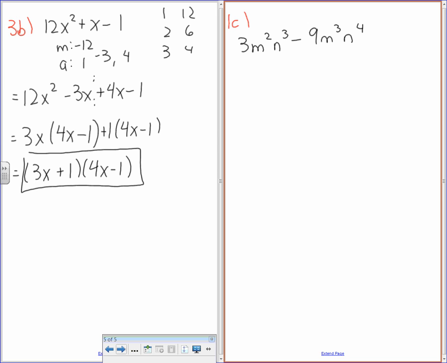What is common between these two for numbers? Yeah, good. What for m's? Good, and what for n's? If you take a look, you can divide both those by 3, you can divide both those by m squared, and you can divide both those by n cubed. All right, Cecilia, what's left inside the brackets now?